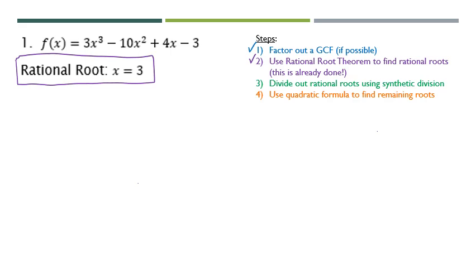Step 3 says divide out rational roots using synthetic division. I was given a rational root, which was x equals 3. You may be thinking that when we did synthetic division, you always had to change the sign of the number you were given. You do not need to change the sign in this one, and the reason is because we're given that x equals 3. Previously, when we learned synthetic division, you were given something like x minus 3. You were given a factor, not a solution. If you're given a factor, then you have to change the sign. If you're given a solution like x equals 3, you do not change the sign.